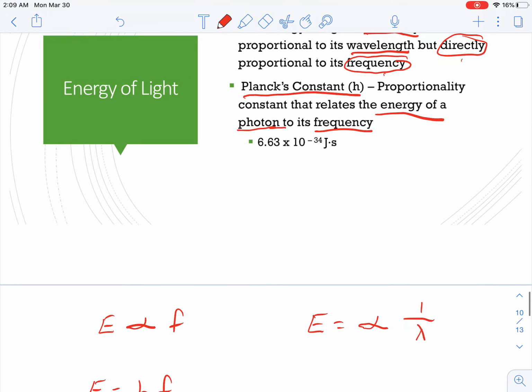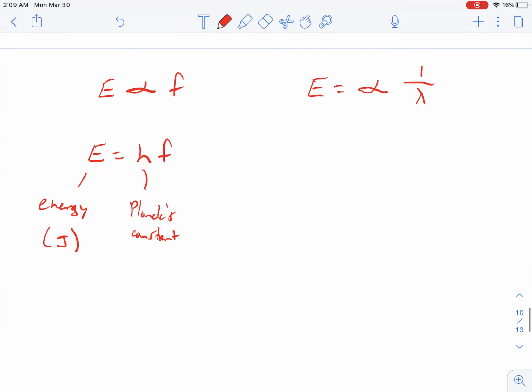We have it as 6.63 times 10 to the negative 34th. This unit is going to be joules times seconds. We have f for our frequency. Again, we can either use 1 over seconds or we can say hertz. They're both the exact same unit. So now we have one equation describing energy in terms of Planck's constant and frequency.